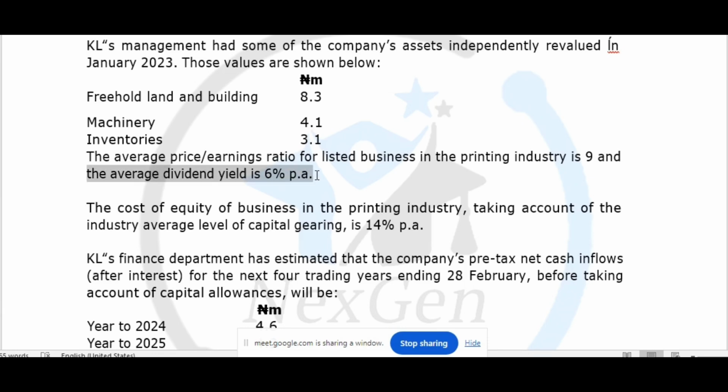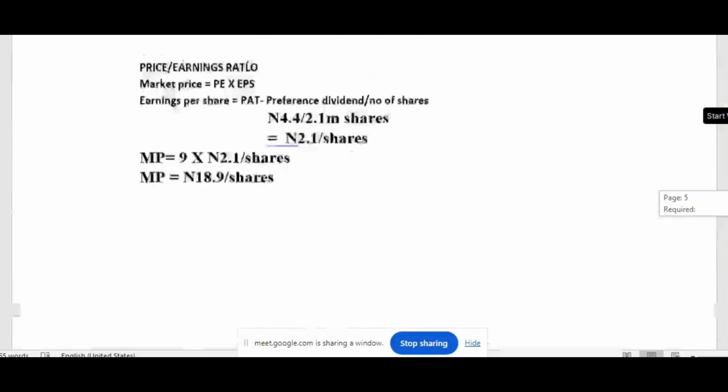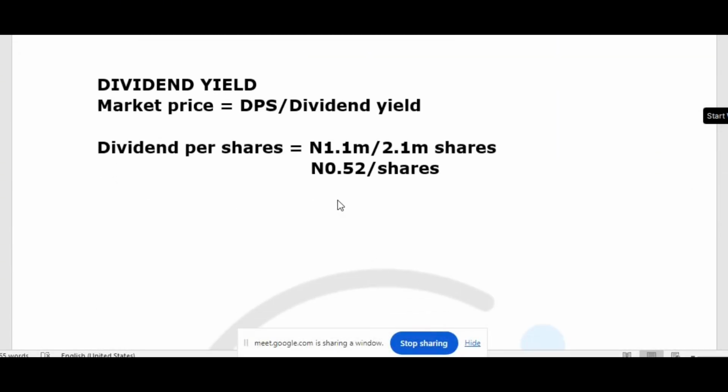See, all you need to do in an ICAN or ACCA question is first read the requirement and understand the topic. Once you understand the topic this question is coming from, you don't need anything else. Just go straight to the point and solve the question, right? Now, this is the average dividend yield. It's given in the question, which is 6%, because we can't have two unknowns, right?